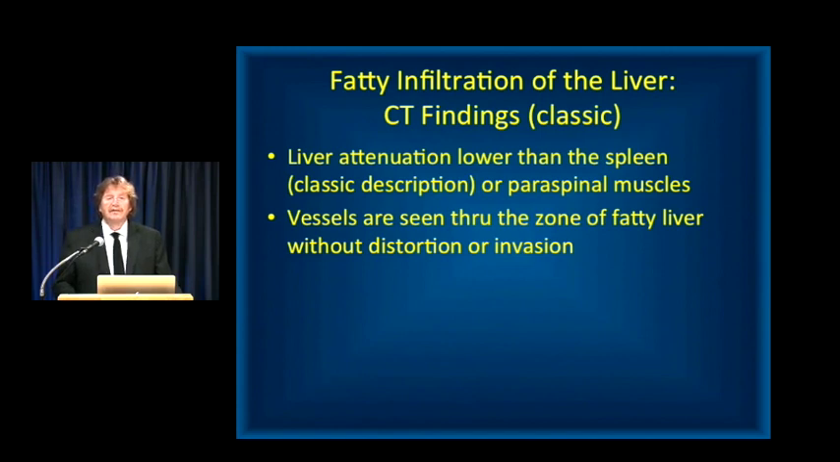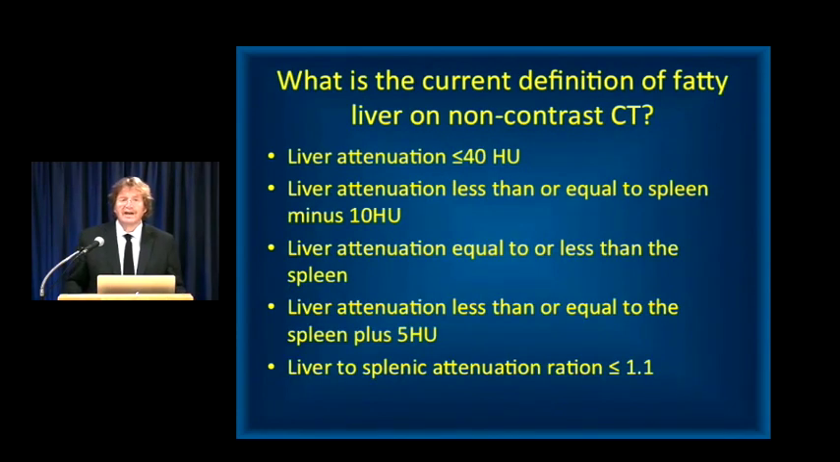The other thing to compare the liver to is something that we know as a set density. Paraspinal muscles usually are a solid density, 50 to 60 Hounsfield units. One of the interesting things also is that vessels are seen through zones of fatty infiltration without distortion or invasion. One of the classic ways of distinguishing focal fat versus a mass when you're uncertain is to look at the vessels. If a tumor is present, you may not see the vessels or the vessels are distorted. If there's no tumor present and it's simply fatty infiltration, you're going to see the liver vessels very nicely.